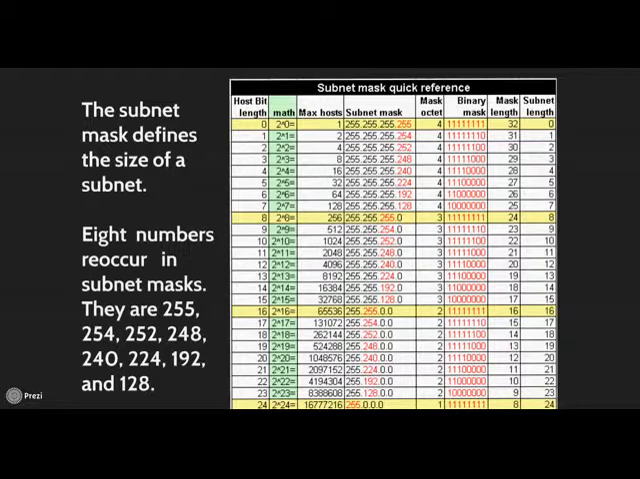As you can see here in the column that says maximum host, that's how many total hosts you could have on that network. So for instance, if the host bit length is 2, you have a subnet mask that says 255.255.255.252. That gives you 4 total hosts, but the network ID and the broadcast ID are both reserved. So that would actually give you 2 usable addresses on that network.